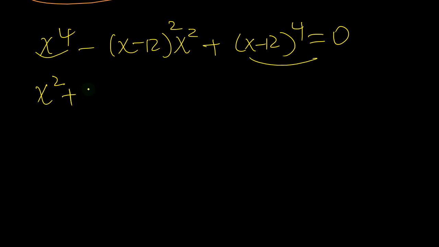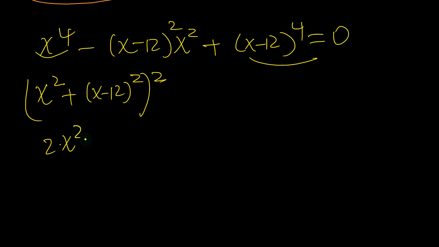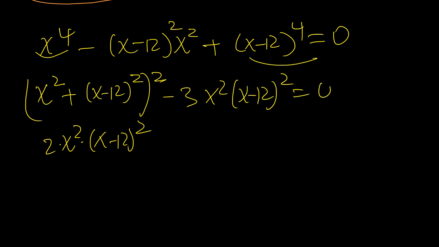So I'm going to say this is x squared plus x minus 12 squared. If I put it to the power of 2, I have only the minus x squared, and I'm going to have 2 times this one and this one, x minus 12 squared. But I just want a negative here, so I'm going to say minus 3 x squared times x minus 12 squared, and this is equal to 0.